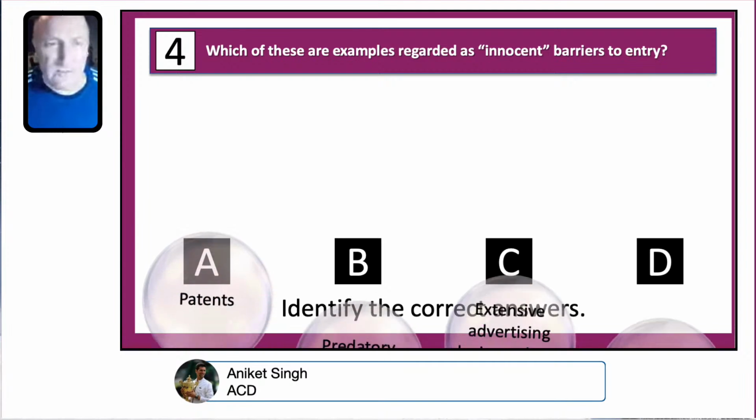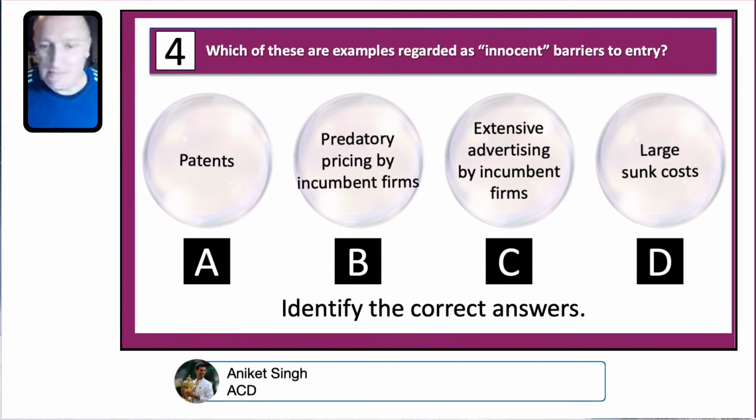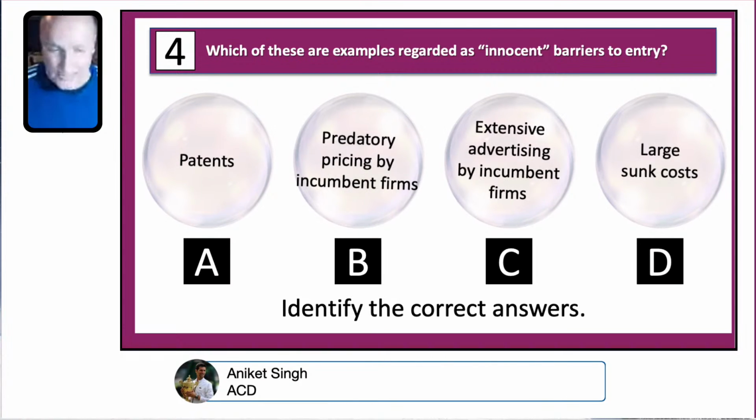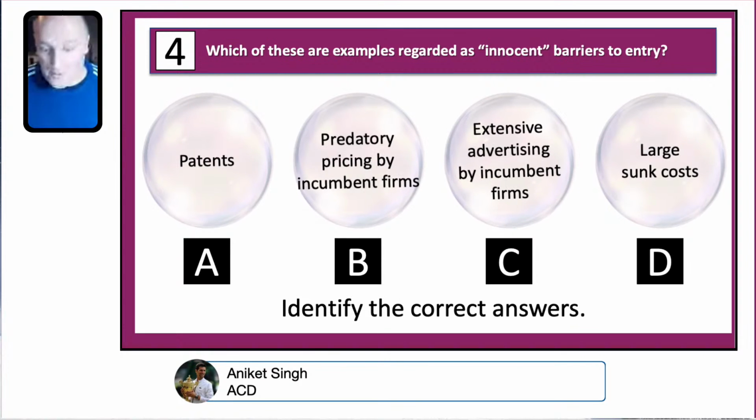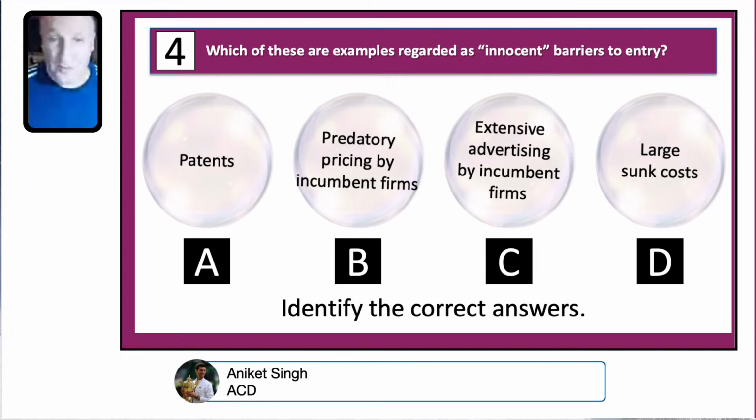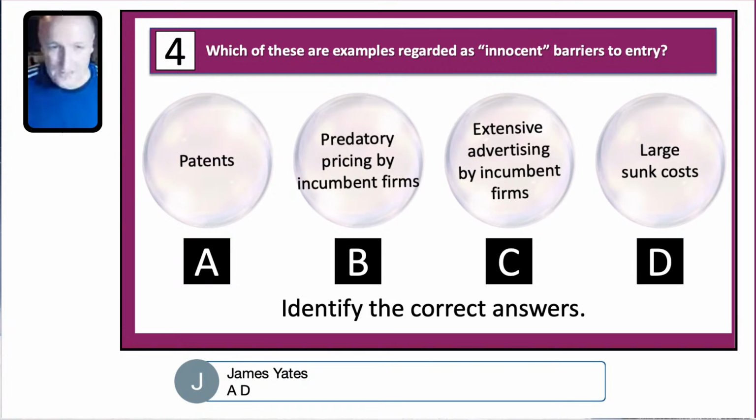I think we have one more, do we, John? One more bubble quiz question. Final question of the bubble quiz. Which of these are examples of innocent barriers to entry? So which of these are examples that are regarded as innocent entry barriers? Don't forget, of course, in oligopoly, barriers to entry are super important. It's a major reason why the existing firms in pharmaceuticals and telecoms, in retail, can continue to earn supernormal profits. So which of these are innocent barriers to entry?